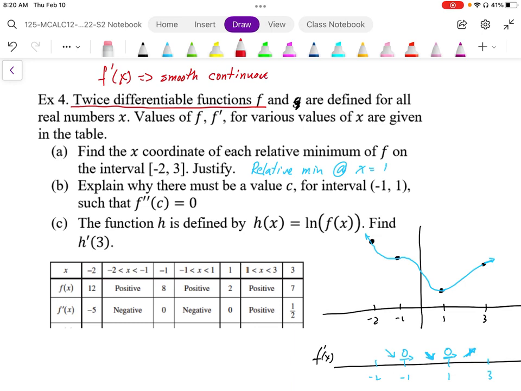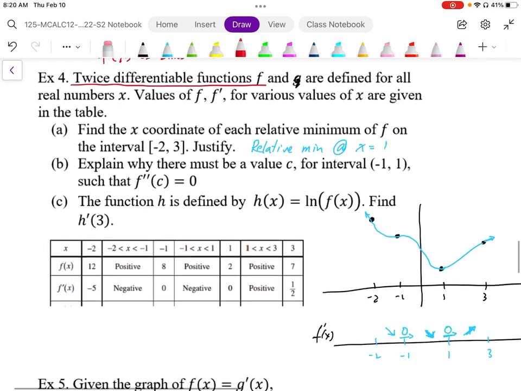We don't have values of f double prime, so we don't know if f double prime is continuous. So we can't actually use the intermediate value theorem. We're going to use the mean value theorem, and we're going to do it this way. This is for part B. The first thing is I'm going to find the average slope between -1 and 1, which is going to be 0.